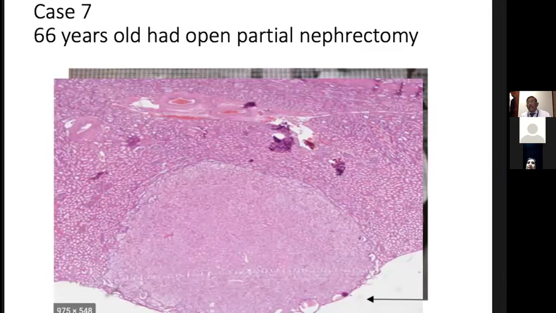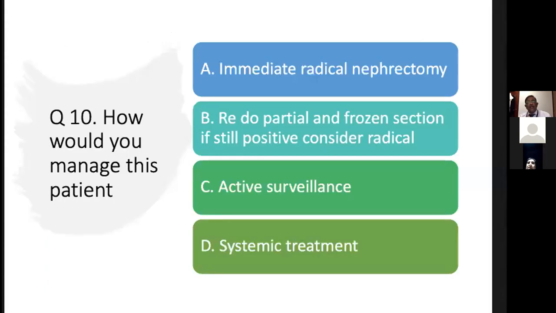Okay, so let's end the poll now, and I'll share the results with you. I'm really happy with the opinion of our delegates, that active surveillance is the way to go. Now, there is very good data indicating that positive surgical margin after partial nephrectomy is not an indication of immediate nephrectomy. And I'll just share some of this data.